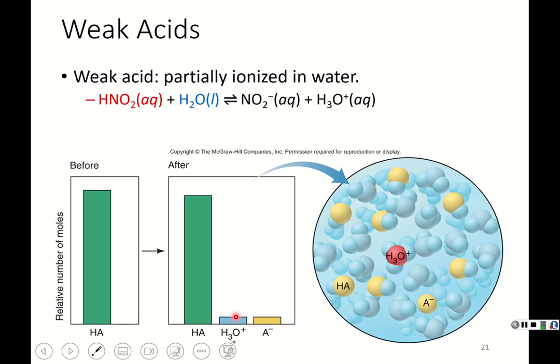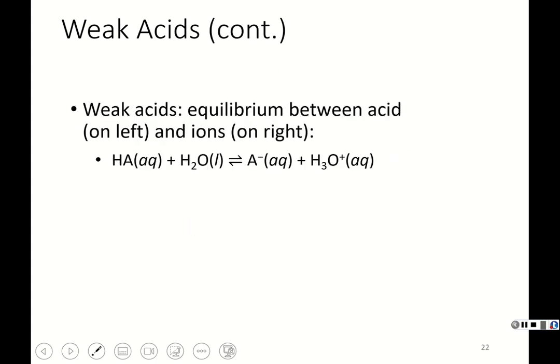You'll notice that there's a very small amount of H3O plus and A minus, which would be NO2 minus in this case. The majority stays completely associated together in a molecular form. So that's what makes it, we consider it weak. So we can show this equilibrium between acid on the left and the ions on the right.